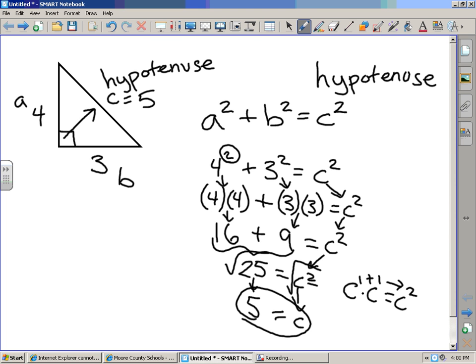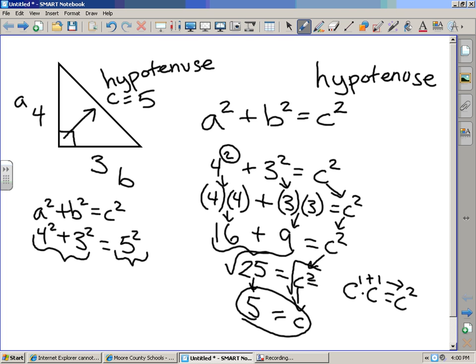To check your work, I want you to write out a squared plus b squared equals c squared, just like you did at the beginning. Now you have every single variable. So we said that b was 3, we said that a was 4, and now we are saying that c is 5. If we did this correctly, a squared plus b squared will equal c squared. When you take 4 and you square it, you get 16. When you take 3 and you square it, you get 9.